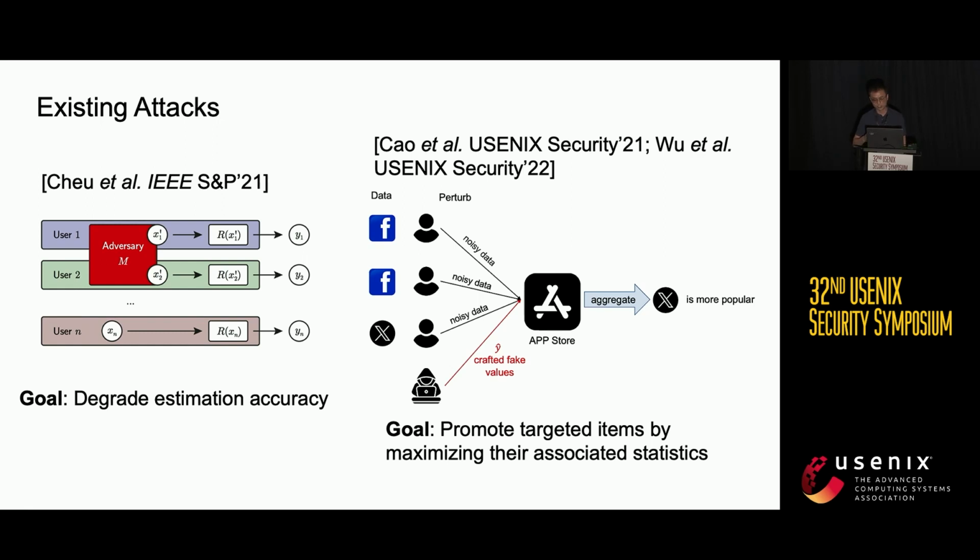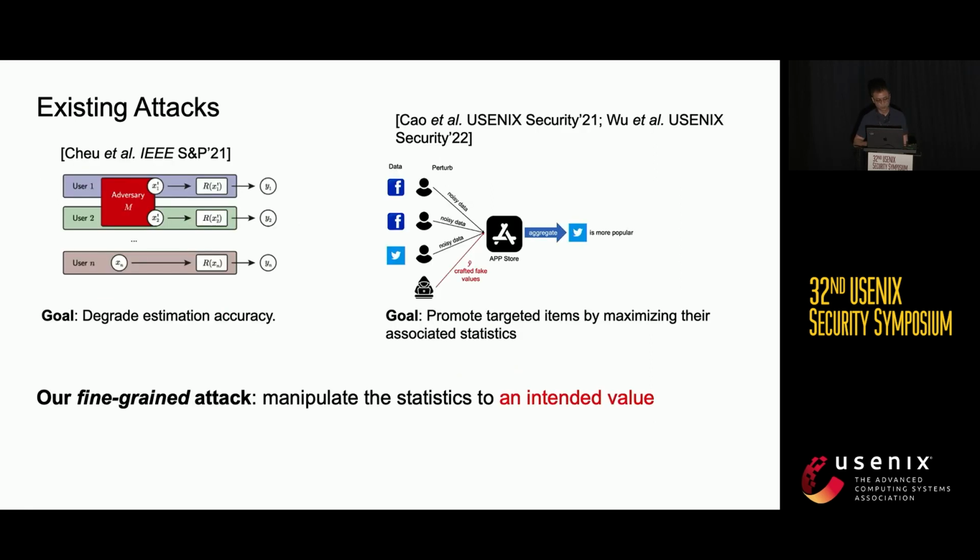In this case, the attacker can inject false data and fool the server into believing that X is more popular than Facebook, right? But it's just an example. We actually don't have any evidence to support either side. So what's the difference here? What makes our attack different?